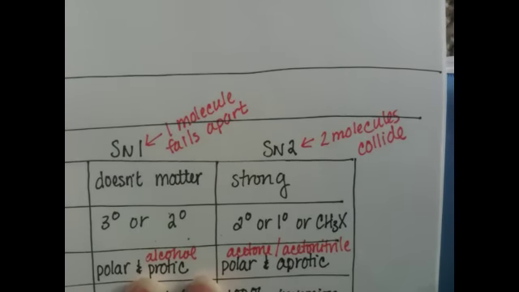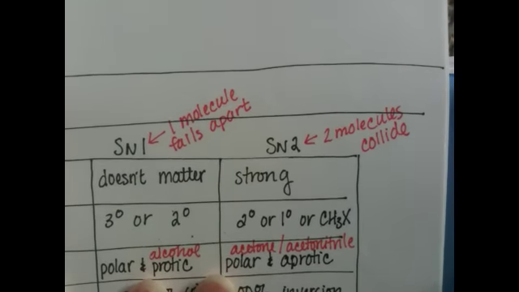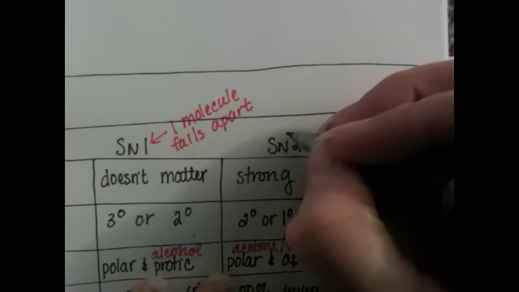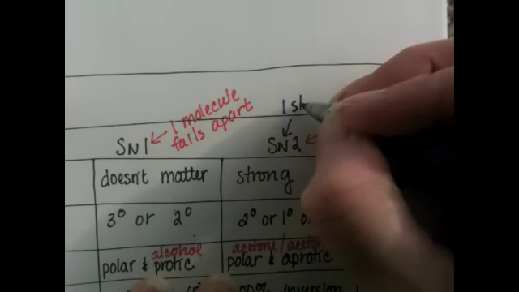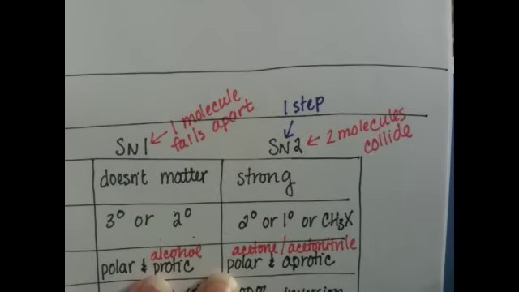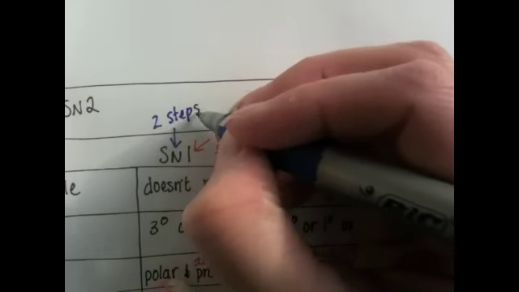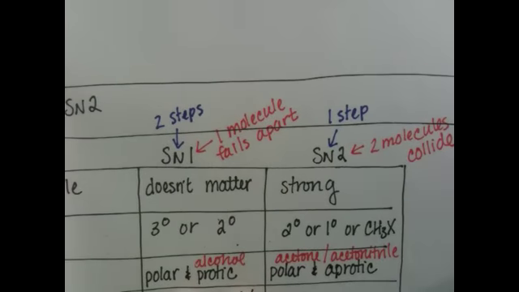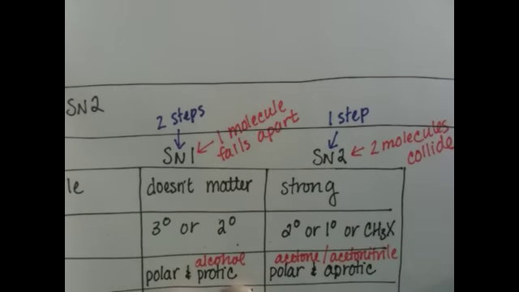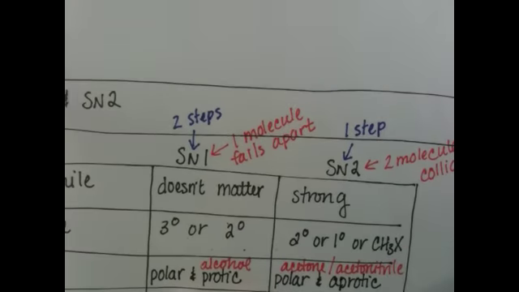And then the thing that confused me, that I talked about when we first started this, when I was a student: the SN2 reaction has 1 step. 2 molecules hit and bam, your product is there. The SN1 reaction has 2 steps. Step 1, the molecule falls apart. Step 2, the nucleophile attacks.